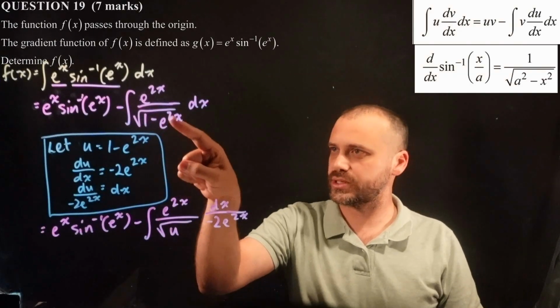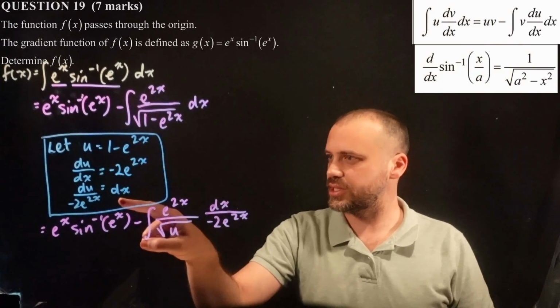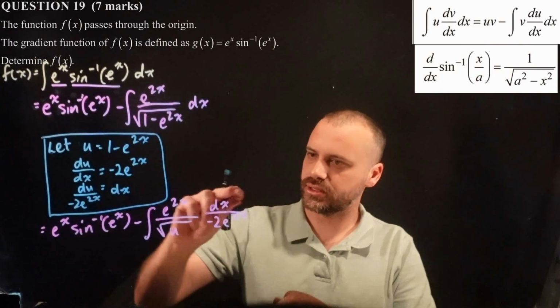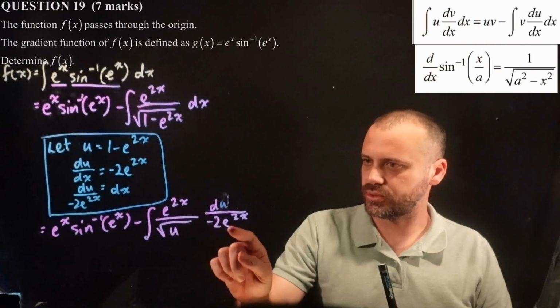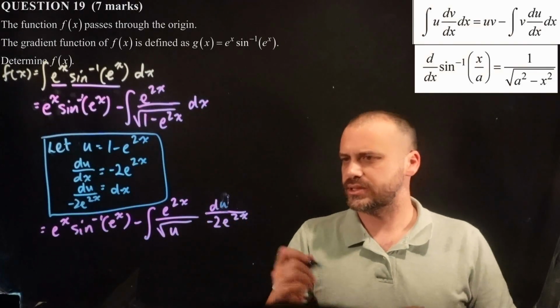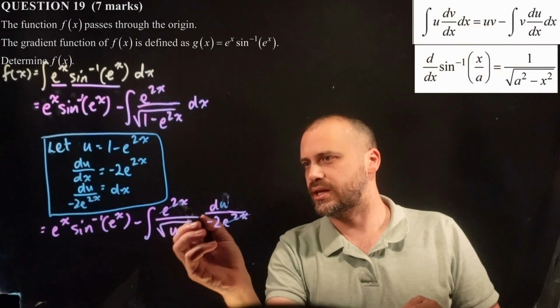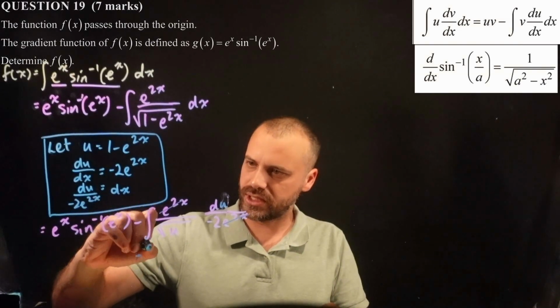All right, so I've done the substitution here, e to the 2x. I've replaced the 1 minus e to the 2x with u, and I've replaced the dx with du over negative 2e to the 2x. All right, so replace, done. What we can see is this e to the 2x and this e to the 2x cancel each other out, and we end up with the integral.